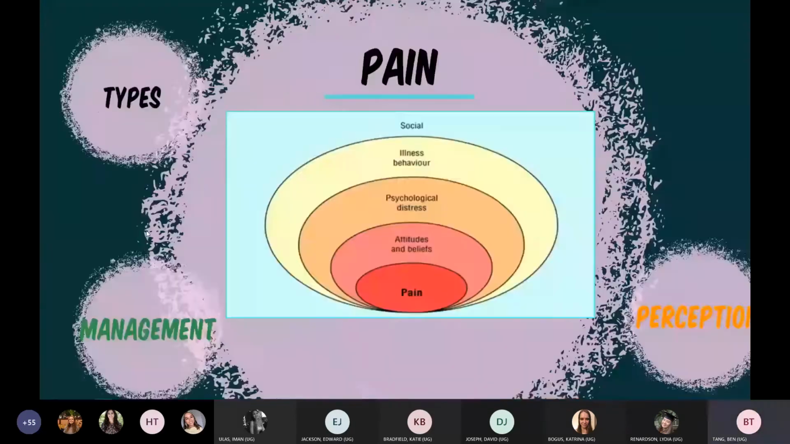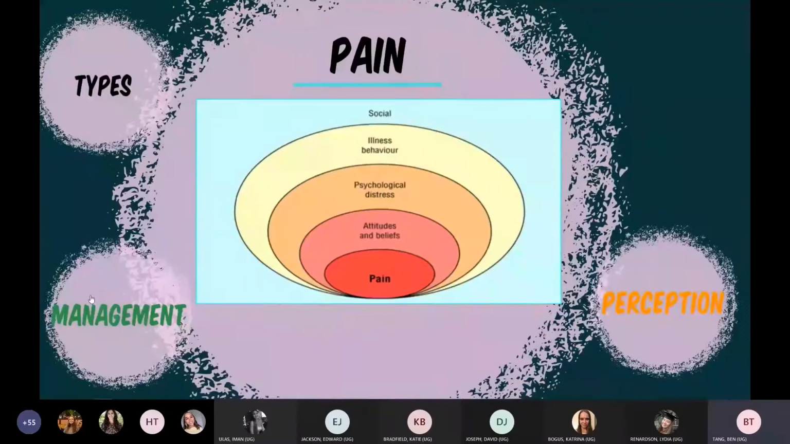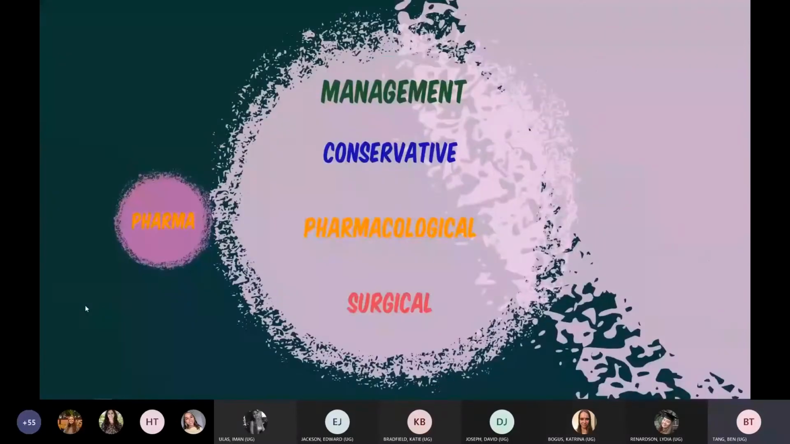All right, so those are the types of pain. Now, in terms of managing the pain, there are three approaches, obviously. There's always a conservative approach, there's a pharmacological approach, and there's a surgical approach.